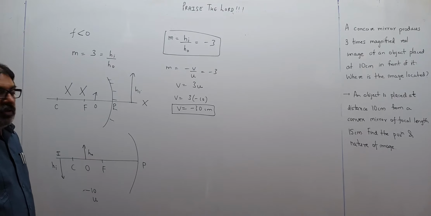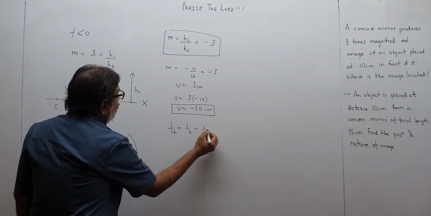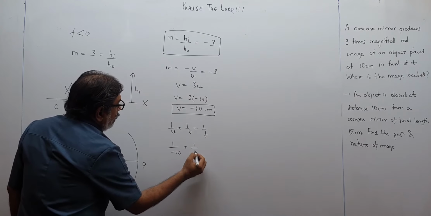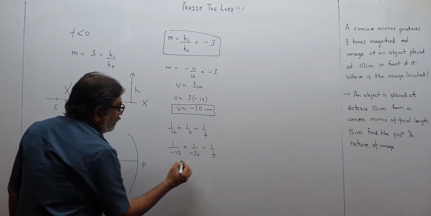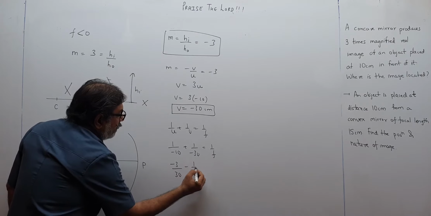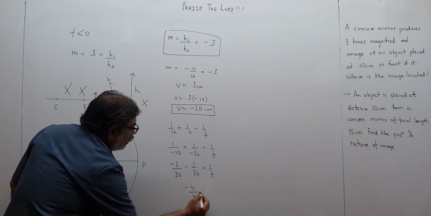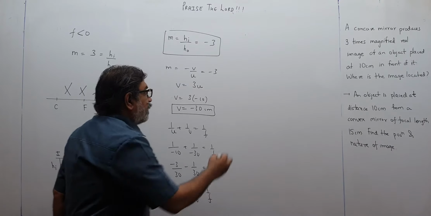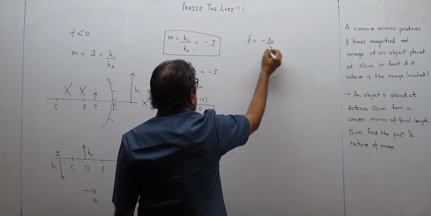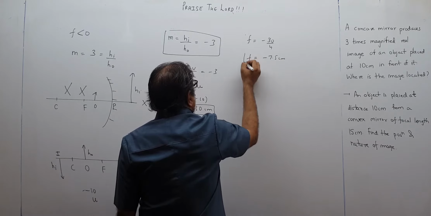It is not asked, but if I want the focal length, I can easily calculate. 1 upon u plus 1 upon v is 1 upon f. 1 upon minus 10 plus 1 upon minus 30 is equal to 1 upon f. Multiply by 3. So minus 3 upon 30 minus 1 upon 30 equal to 1 upon f. Minus 4 upon 30 equal to 1 upon f. So f will be minus 30 upon 4. F will be minus 7.5 centimeter.